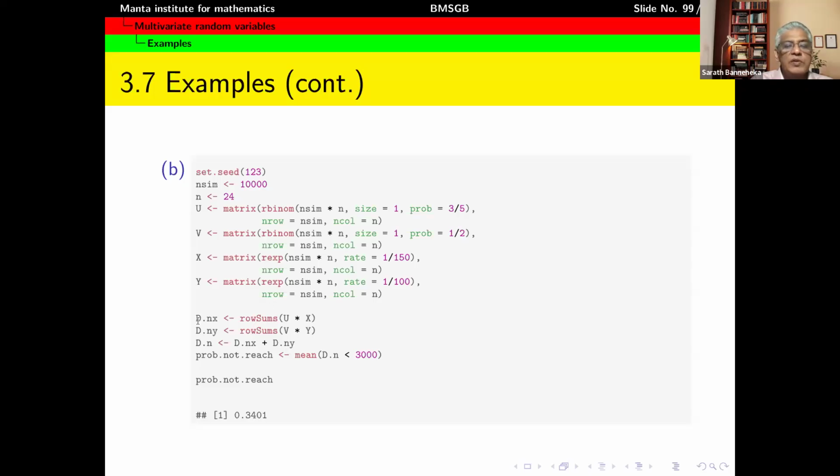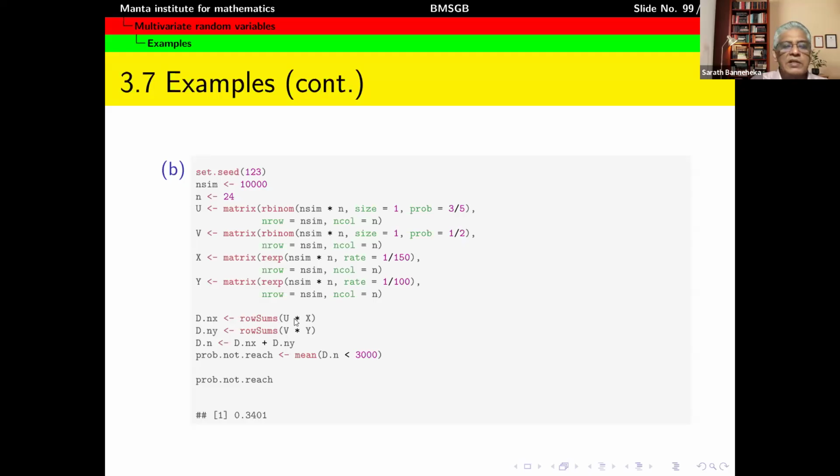Right. So dnx will be equal to, then I can just multiply these column by column. It's not a matrix multiplication, right? Corresponding column. First column of u multiplied by first column of x. Second column of u multiplied by second column of x, like that, right? So column-wise multiplication will be given by u times x, and then for each row I want to take the sum of the u_i x_i terms, i from 1 to 24, right? So for that I get row sums.